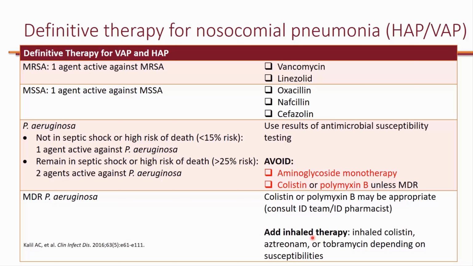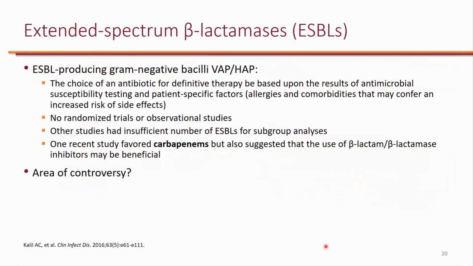So if someone is getting cefepime and IV tobramycin, you can add inhaled tobramycin on top of it. So inhaled tobramycin is not to replace IV tobramycin. And lastly, if you do have an ESBL agent in the lungs, the guideline doesn't make a specific recommendation, so you can use anything that's susceptible.